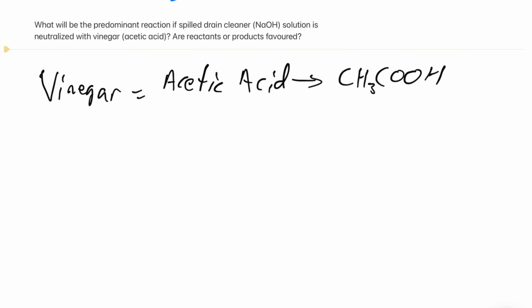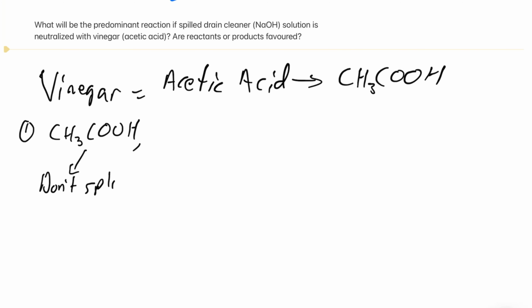Our reactants are products favorites. So the first thing we're going to do is list all the ions, and we're not going to split apart any weak acids or bases. So we're going to go CH3COOH. This is weak, so we're not going to split. We have Na plus, we have OH minus, and of course there's water since these are in solution.